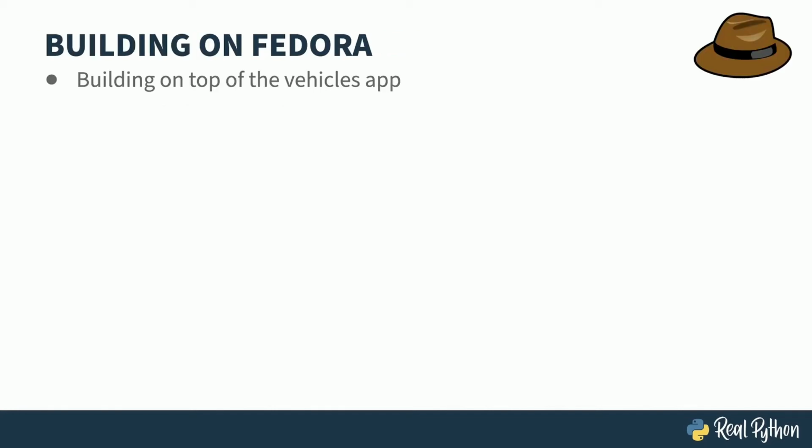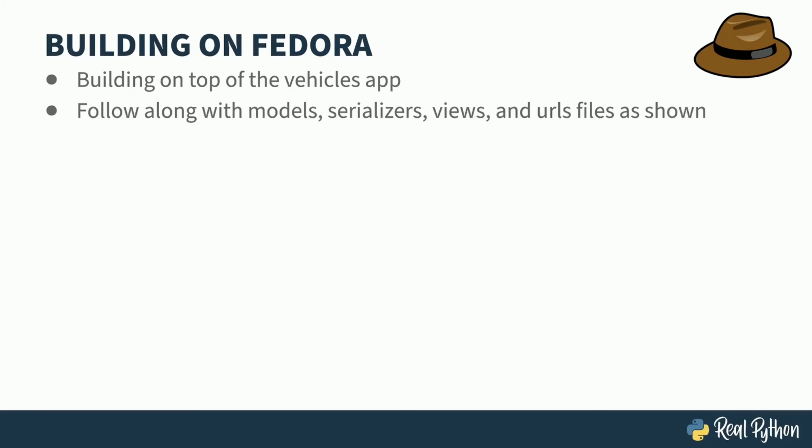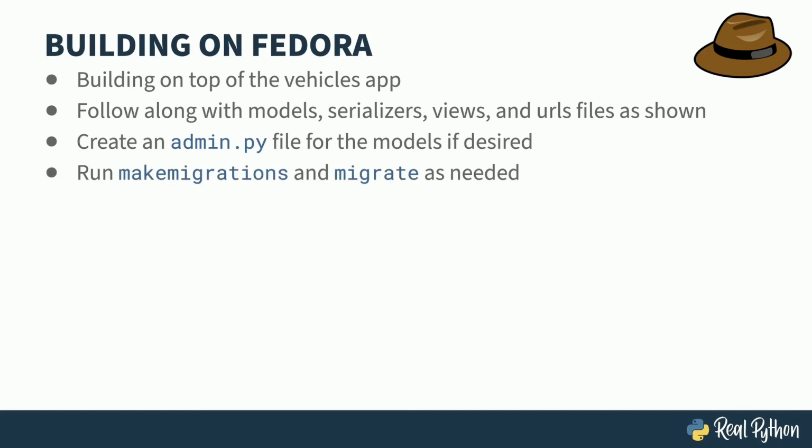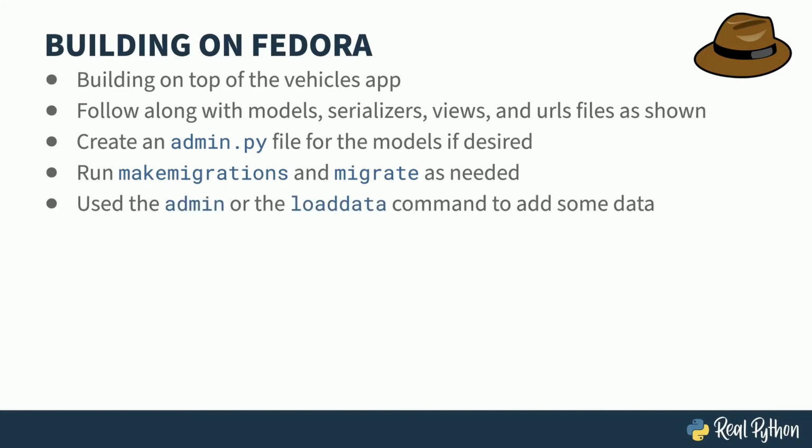This time around, I'm going to continue using the Vehicles app from the previous lesson. You can follow along with the new models, serializers, views, and URLs files as shown. If you desire, you can create an admin.py file to go along with the models that are there, or use the one in the supplementary materials. Don't forget to run makemigrations and migrate as necessary to get your models into the database. And of course, you'll want some data to play with. You can either use the admin or the loaddata command with one of the fixtures in the supplemental materials.